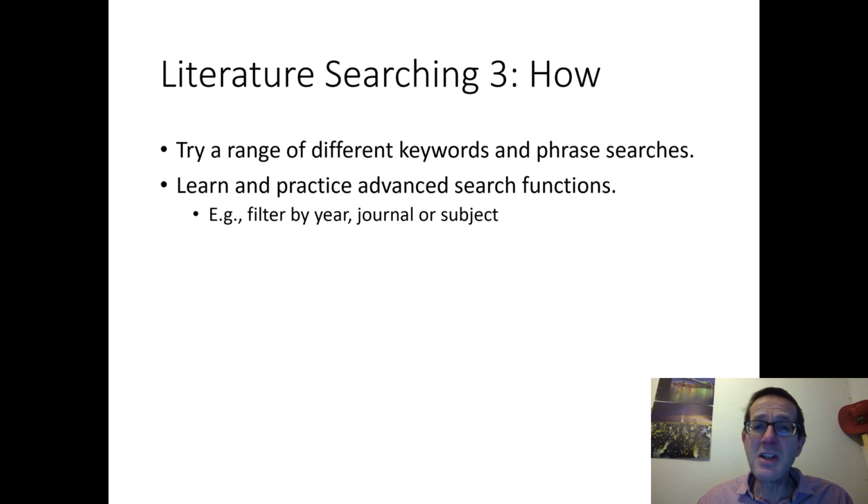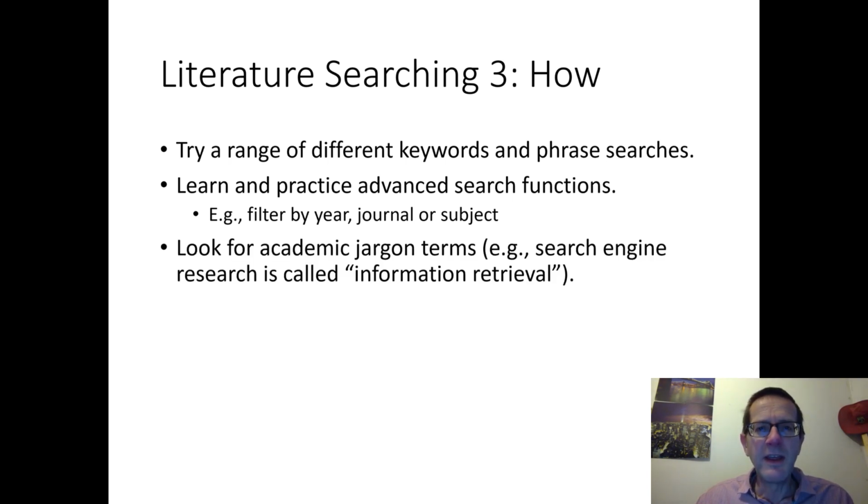So it's a good idea to learn and practice the advanced search functions, things like filtering by year to get the most recent ones, and sometimes it's useful to filter by journal or subject. It depends on what your topic is, whether you need to filter by journal or subject to get relevant results. But if you're getting too many irrelevant results to your initial query, then you need to think about either changing the query or using filters to narrow down the results.